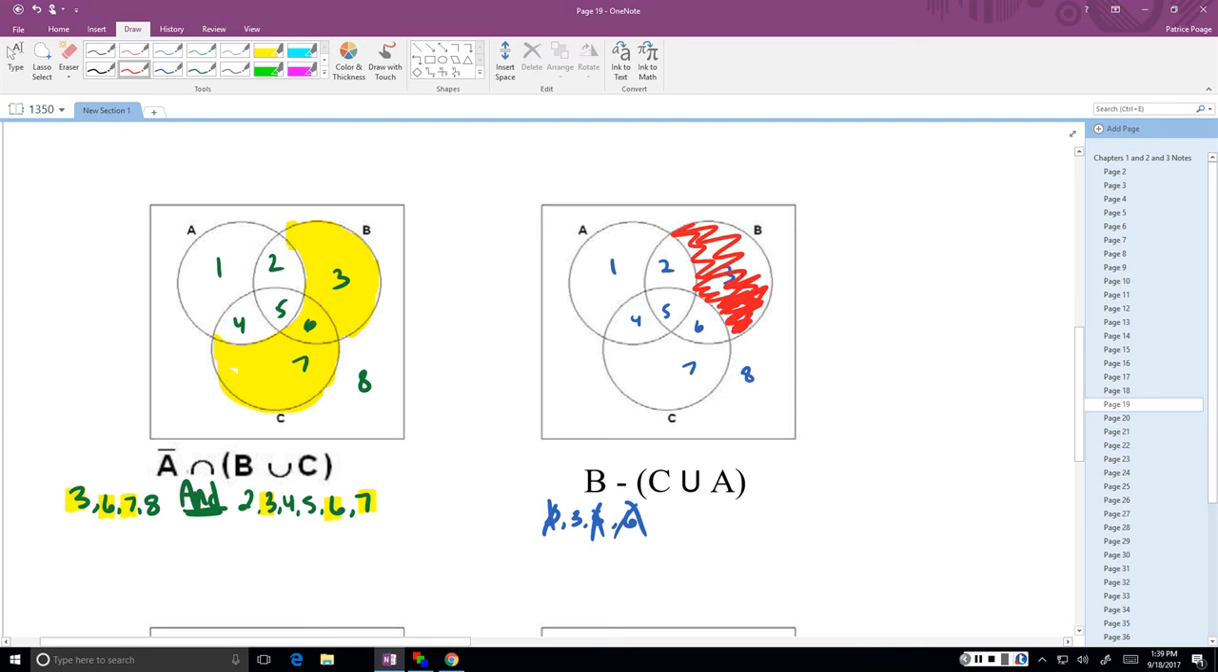So when you have the subtraction ones, you start with the one on the left, and it'll never get bigger than that. And then you subtract what you need to subtract from it. Questions?